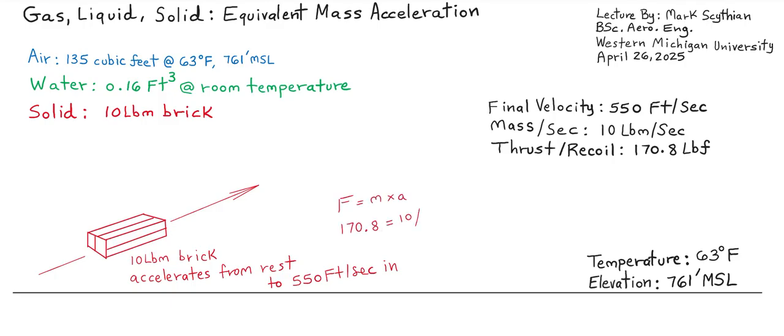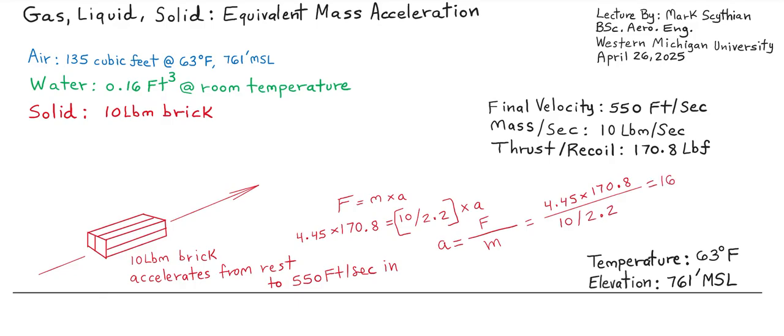So we could say this is a solid mass object, also 10 pounds, which is equivalent to 0.16 cubic feet of water or 135 cubic feet of air. So we can just check and see if that's actually true. The final velocity of 550 feet per second in 1 second. I'm assuming it's 1 second, but we can always verify with a solid material if our force divided by mass or acceleration is a time function of 1 second. So what do we get here?